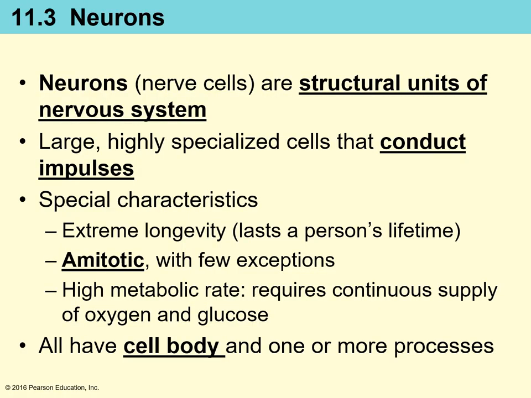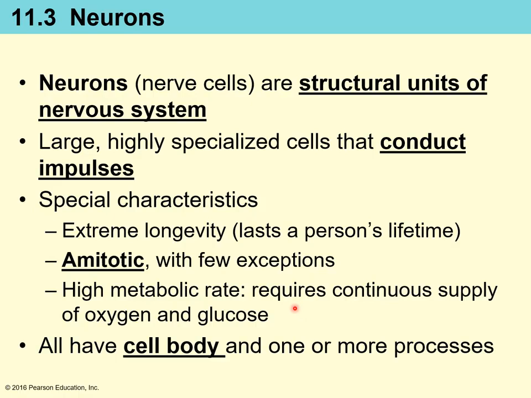So the neuron is the functional unit because it's producing that impulse, that electrical charge. It receives a stimulus and it will travel down the length of the neuron and then be able to stimulate, or activate, or innervate another neuron or a muscle or a gland, whatever its connection is. A certain characteristic of neurons is that usually they will last a person's lifetime. They usually do not carry out mitosis. They have a very high metabolic rate, so they need a very good, rich supply of oxygen and glucose.